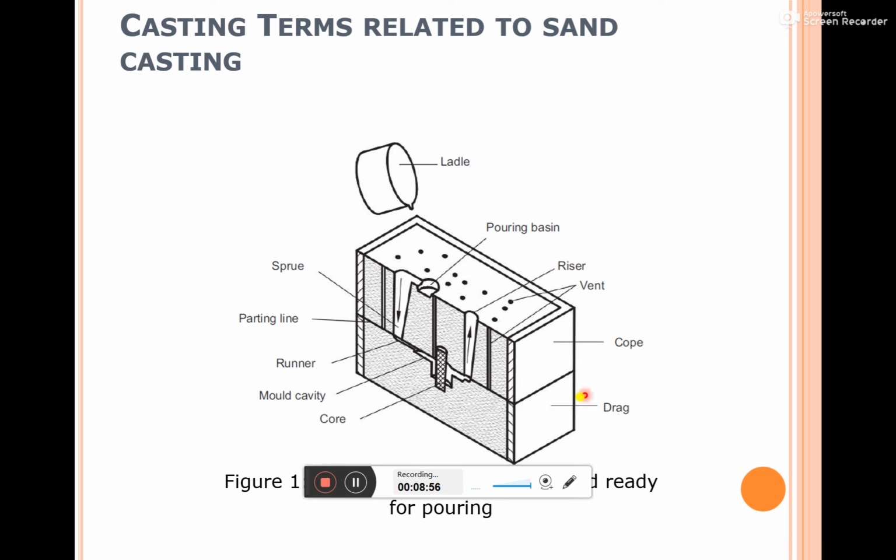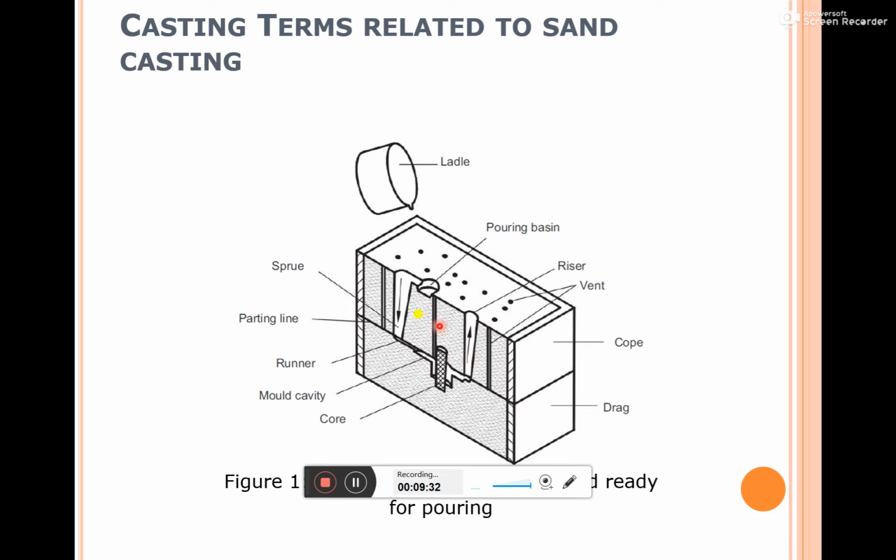Sometimes we use more than two boxes. The middle intermediate box is known as the cheek. Depending upon the requirement, we can place some intermediate molding boxes in between the cope box and the drag box. Such a molding box is named the cheek. So the upper one is the cope box, the bottom one is the drag, and the middle intermediate boxes are known as the cheek.